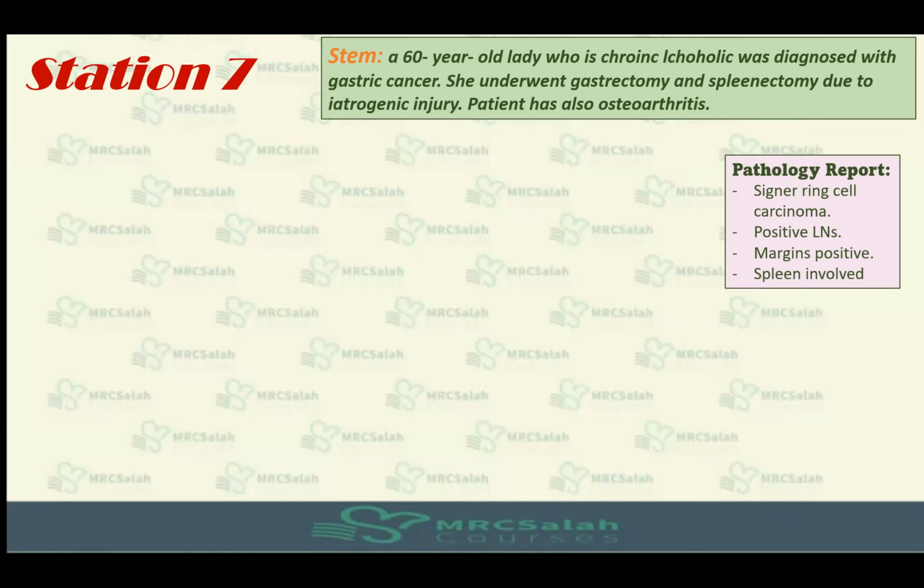A 60-year-old lady who is a chronic alcoholic was diagnosed with gastric cancer. She underwent gastrectomy and splenectomy due to iatrogenic injury. The patient also has osteoarthritis. You have the following pathology report in front of you. It's signet ring cell carcinoma with positive lymph nodes and positive margin, and the spleen was involved.